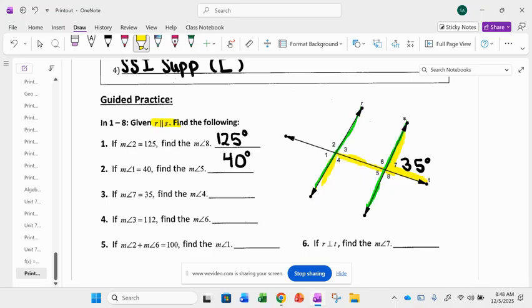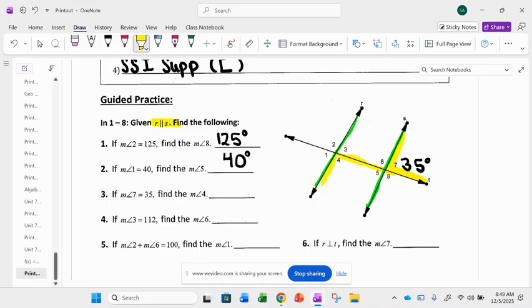Is there a relationship between angle 7 and angle 4? They're not an F, they're not a C, they're not a Z, they're nothing, right? But that doesn't mean I can't find angle 4. Let's talk about why. Right now, angle 7 is 35 degrees. Angle 7 has vertical angles, the kissing birds. So angle 5 there is 35 degrees. Wouldn't angle 5 also have to be 35 degrees?